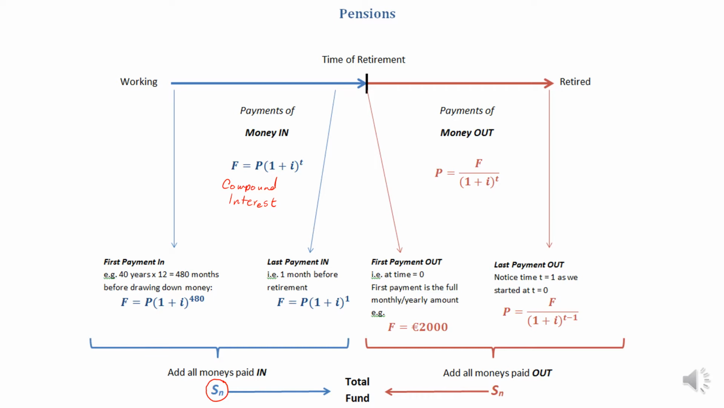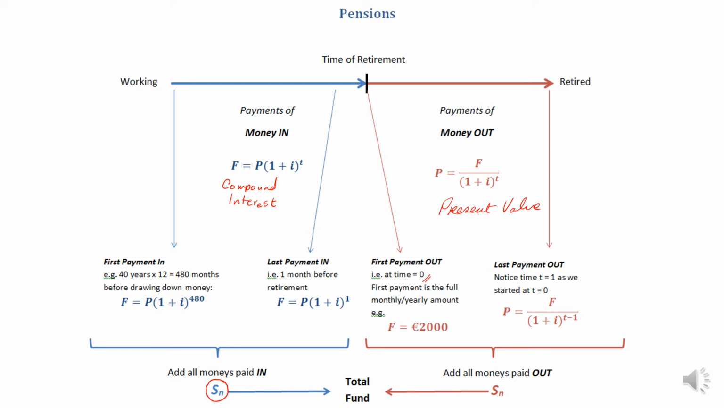So we use the compound interest formula. Then, upon the point of retirement, the first payout will be at the beginning of the first month of retirement. Just to note there, we count that as time 0. This is money out, so we treat it like a loan. You're receiving payments, and for money out, we use the present value formula.